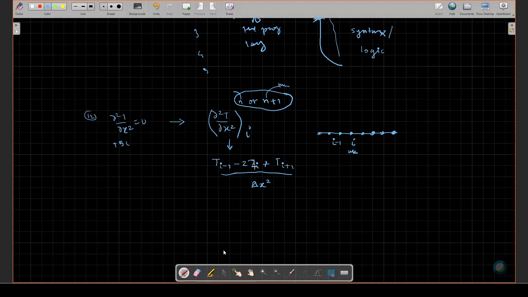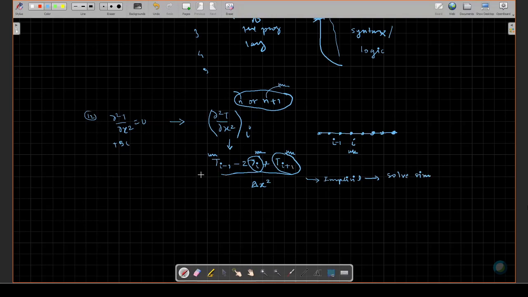So here you see this Ti is unknown, this is known, and this one is also unknown. So this acts like an implicit scheme. What does it mean? Implicit means you have to solve simultaneously for all the equations. So you will get some sort of matrix. That is what I mean to say. So simultaneously means it is implicit, and implicit means you have to solve this equation simultaneously.